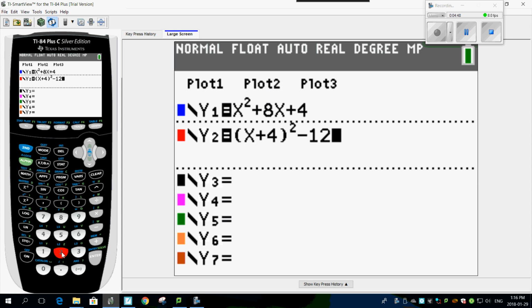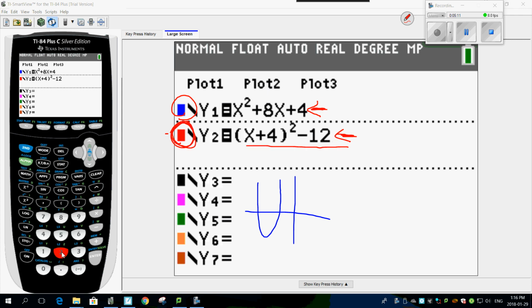Now think about this. This guy is originally in blue, right here. And this guy is going to be in red. So what's going to happen is you're going to have an original graph here in blue, and then when the calculator decides to draw it, if it's exactly the same, it should go right over top and replace this blue line with a beautiful red line. Let's see if that happens.